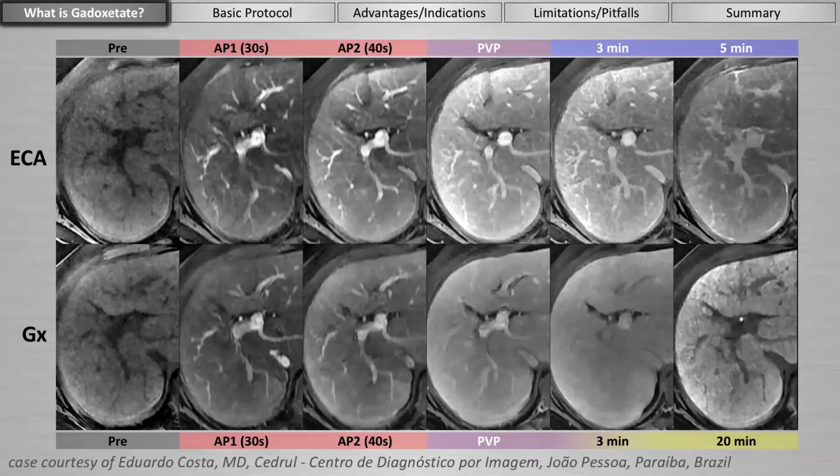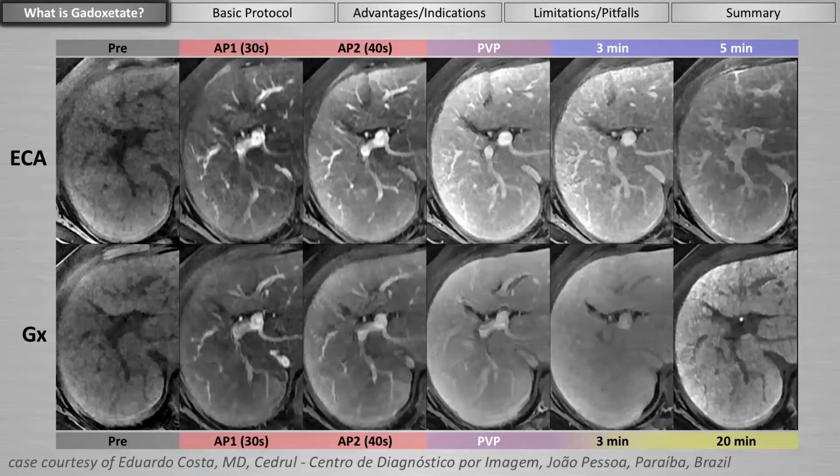Now this is what it looks like with a cirrhotic liver, extracellular agent above, gadoxetate below. Again, in the arterial phase, they look quite similar. In the portal venous phase, we start to see a difference where the liver looks a little bit brighter here than it does here. And then notice the difference in the hepatobiliary phase: blood vessel dark, blood vessel bright, bile duct bright, and also notice that here we see bright fibrotic scars, and here the fibrotic scars are dark.